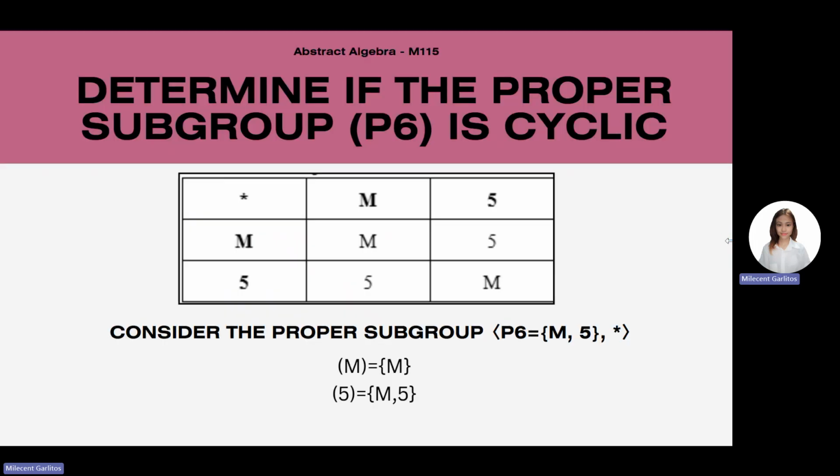Determine if the proper subgroup P sub 6 is cyclic. Consider the proper subgroup P sub 6, which is the set of M and 5 under binary operation star. M generates M, 5 generates M5.